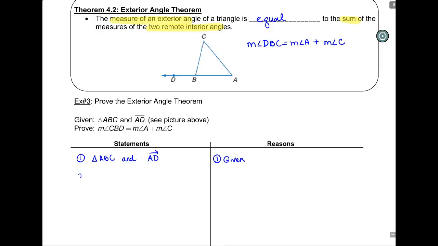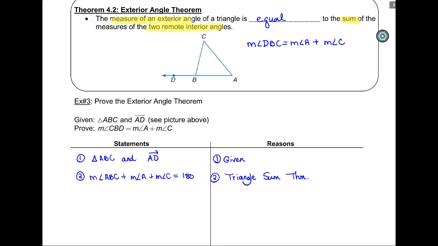So let's start out with the measure of angle ABC plus the measure of angle A plus the measure of angle C is equal to 180 degrees. This is the triangle sum theorem. That's what we had just learned previously in this section. So the fact that the three interior angles of a triangle add up to 180.